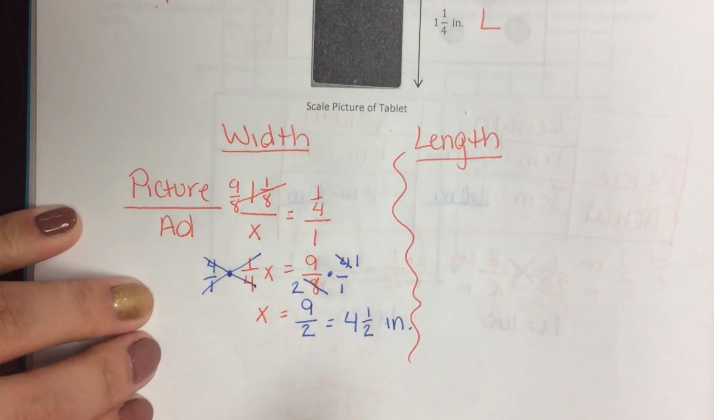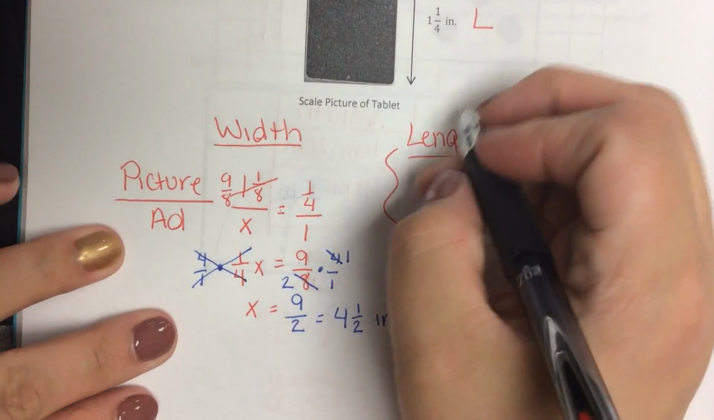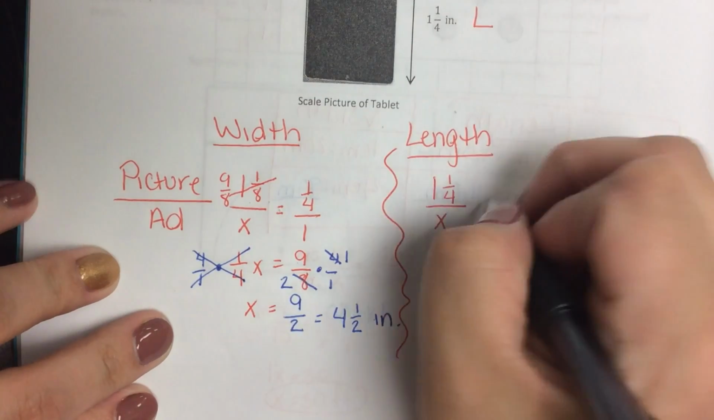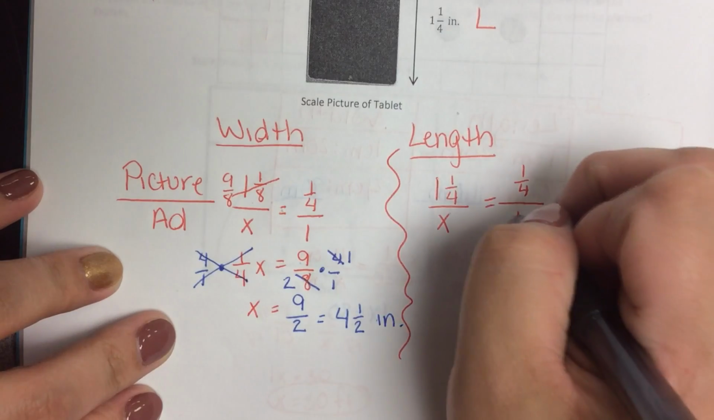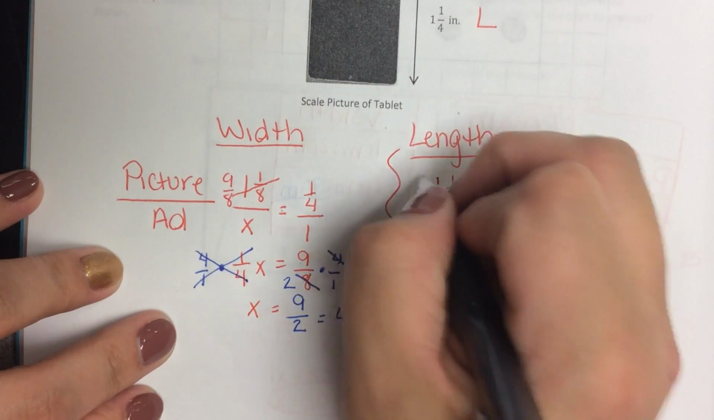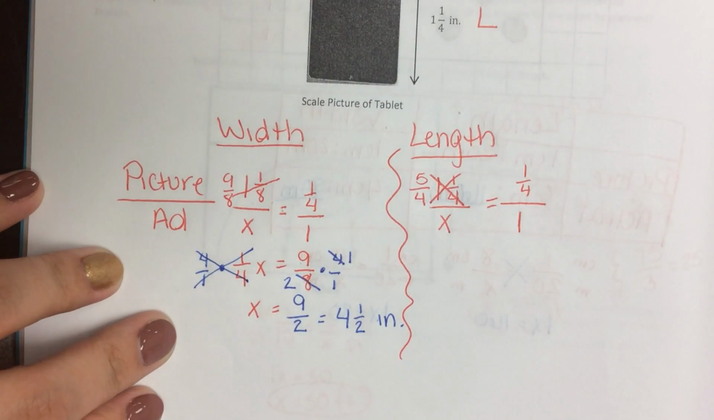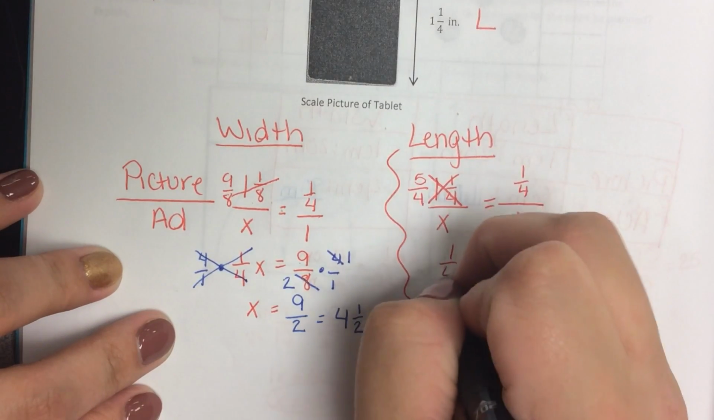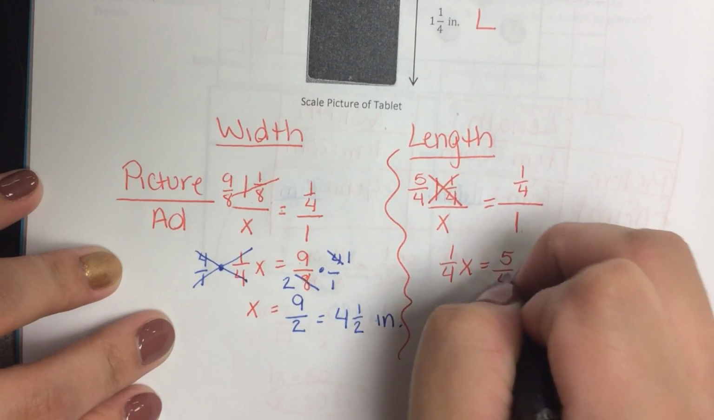I'm going to do the same process with the length. The length is 1 1/4. So 1 1/4 over x, equals 1/4 over 1 for my scale. I'm going to cross multiply just like I did, but I'm going to turn this into 5 over 4 first. That way it's easier to work with. So x times 1/4 is 1/4 x again, and 5/4 times 1 is 5/4. So that's easy.